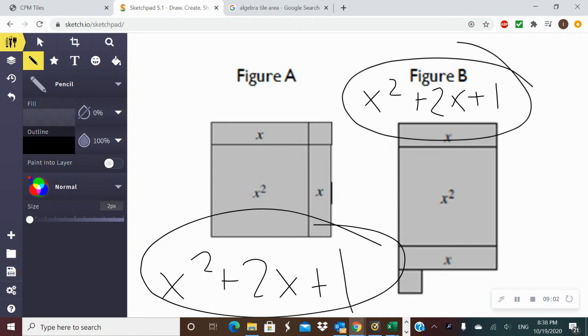Okay, guys, I hope you guys are nice and prepared for any upcoming tests with perimeter and area of an algebra tile.